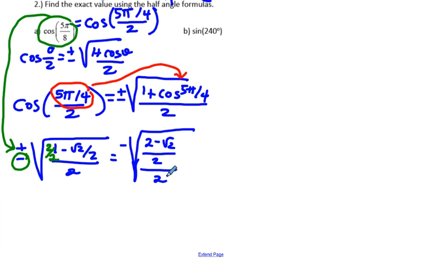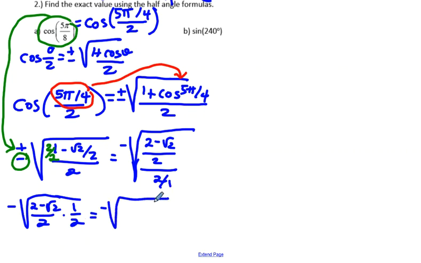Dividing by 2, you can make that a 2 over 1, which is the same as multiplying by its reciprocal, 1/2. So I have a negative square root of 2 minus root 2 over 2 times 1/2. And now you can see 2 times 2 puts 4 in your denominator, so they don't cancel. So I have negative square root of 2 minus root 2 over 4.